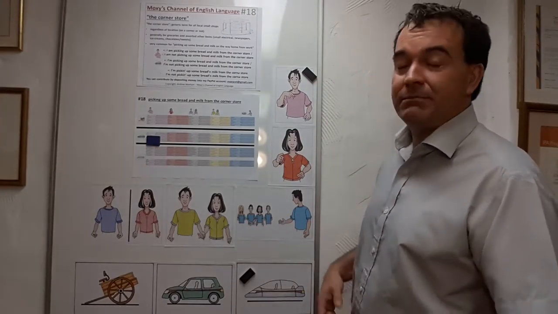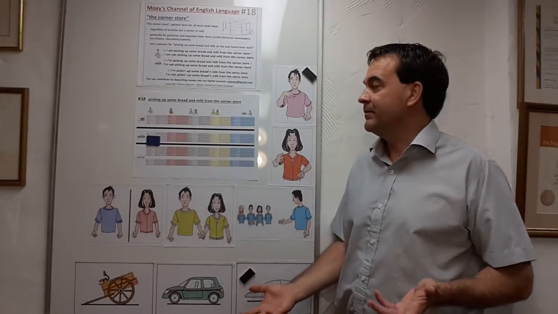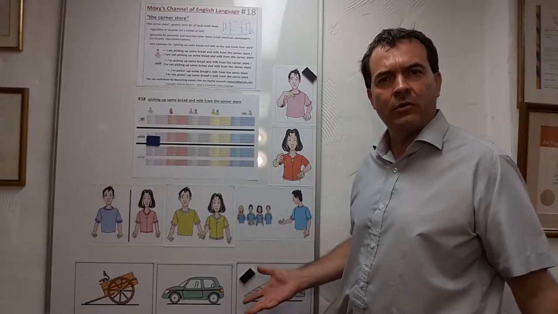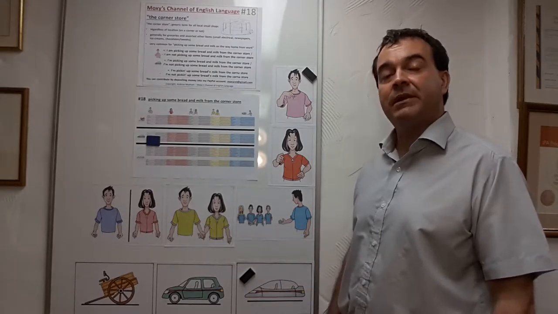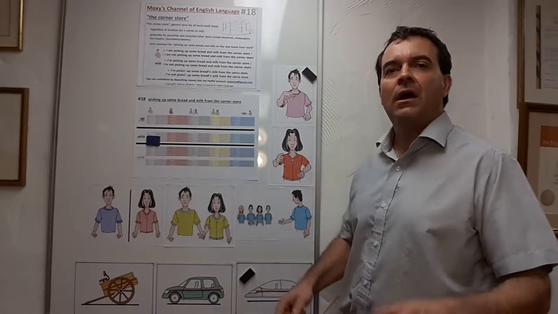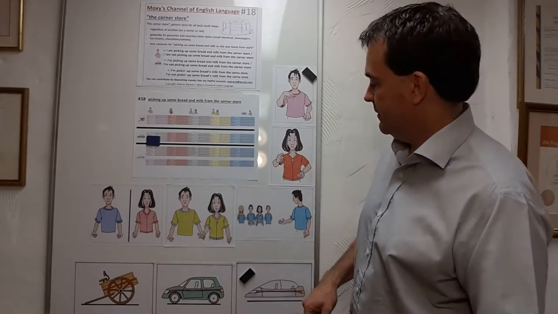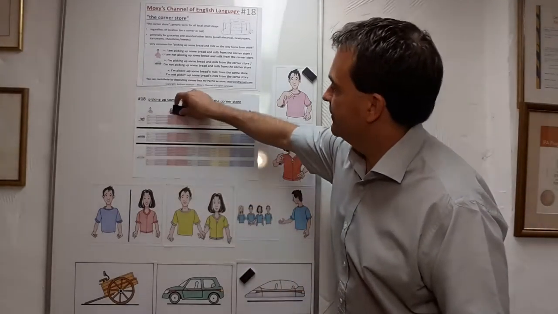I will pick up some bread and milk from the corner store. I will not pick up some bread and milk from the corner store. I'll pick up some bread and milk from the corner store. I won't pick up some bread and milk from the corner store. Good.